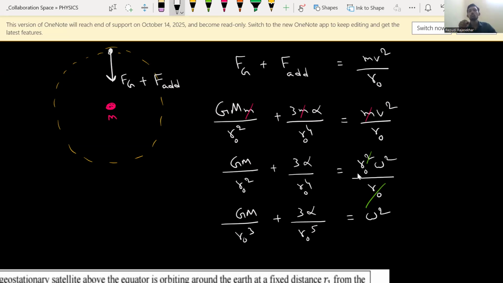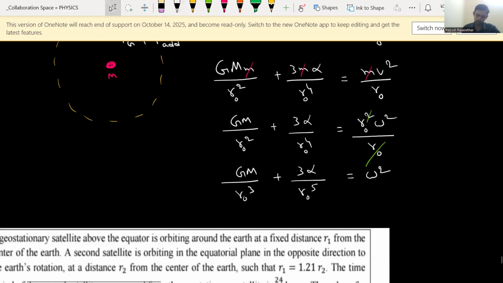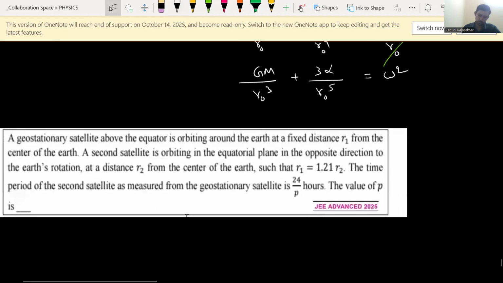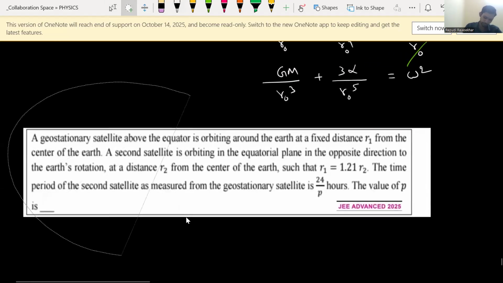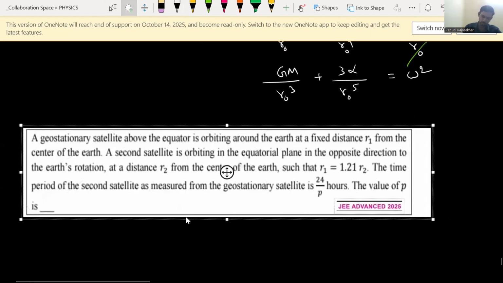Again, omega square: we need to relate the time period, so omega can be written as 2 pi by T. Oh, we'll shift this down also. The questions are so lengthy. I will shift it down.